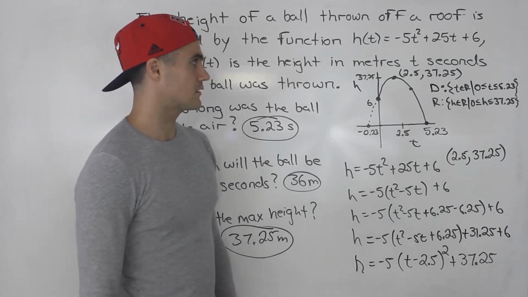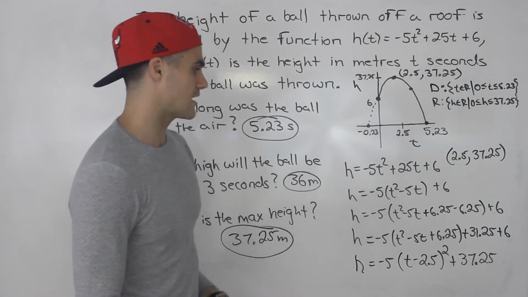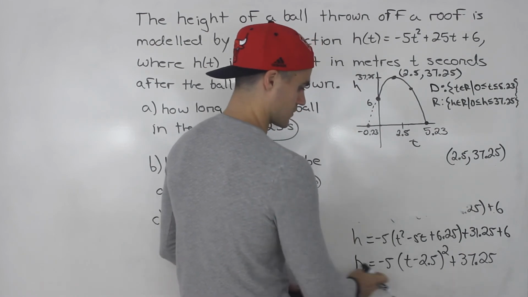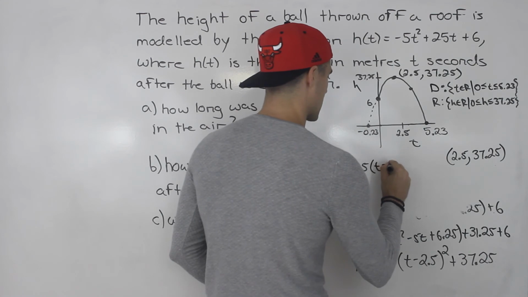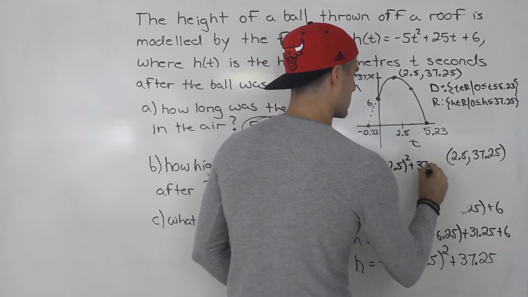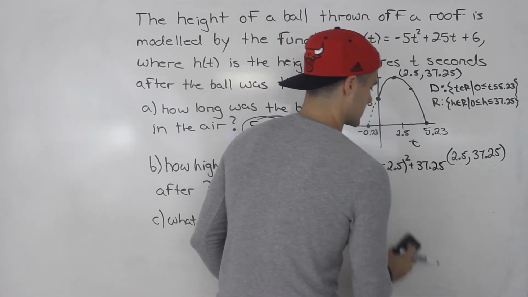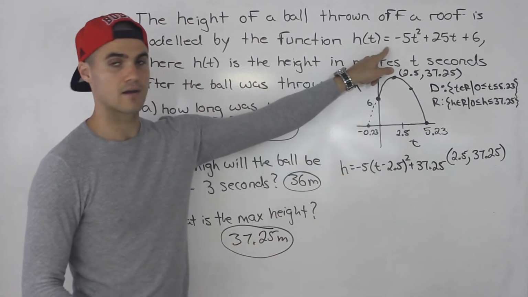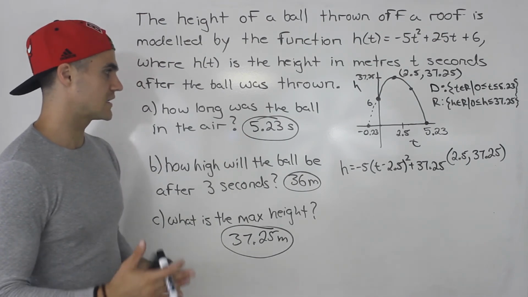And as I mentioned at the beginning of the video, I want to talk about if this was given in a different format. Again, it was given in standard form, but what if they gave us this function in vertex form? So in this form right here, negative 5 times t minus 2.5 squared plus 37.25. How would things change? Well, we would still get the exact same answers because this and that are the same, just in different formats. But we would be doing different types of work.